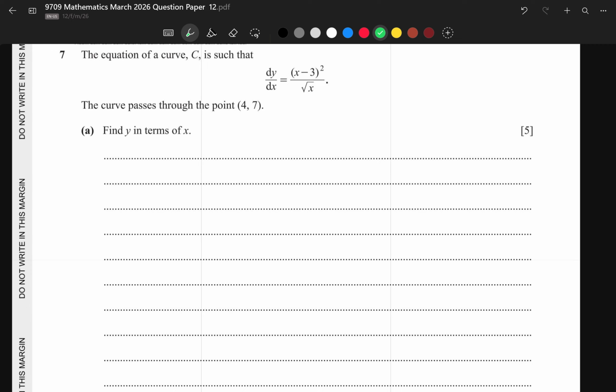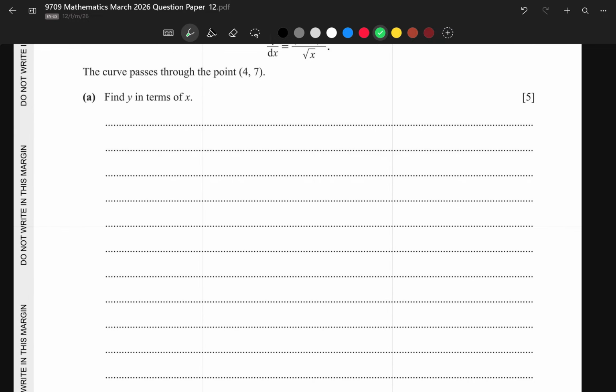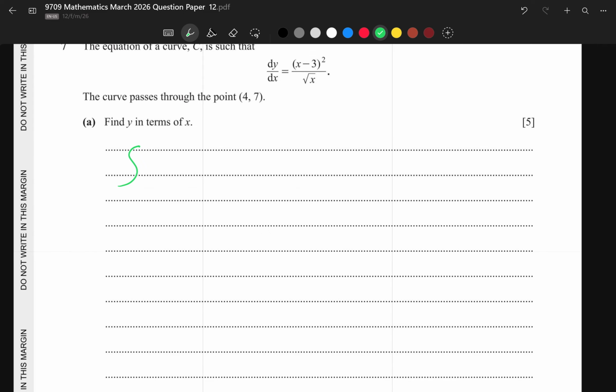The equation of the curve C is such that the derivative of the equation is given. The curve passes through the point (4, 7). Find y in terms of x. So if we integrate this derivative, we'll get the original equation.